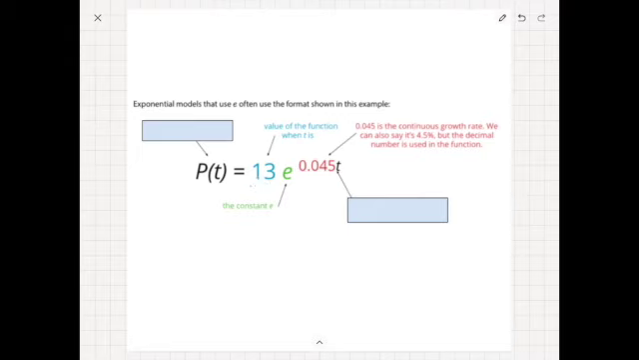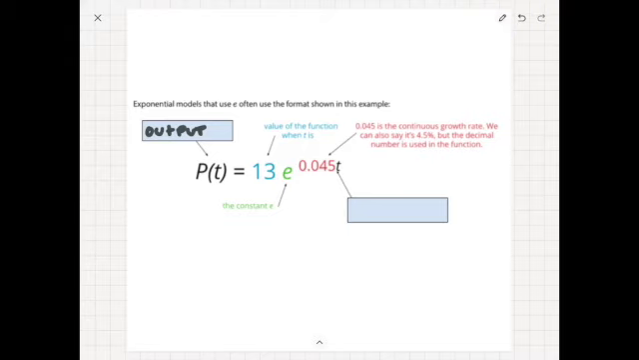Okay, so let's break down what these things are. So P of t right here, this represents our output. So this is what we get when we evaluate our function. So, oftentimes we use e a lot when we're talking about banking, if we're talking about interest rates.